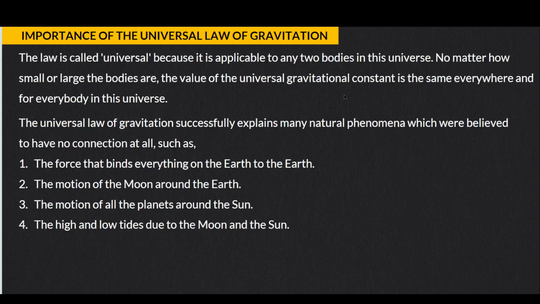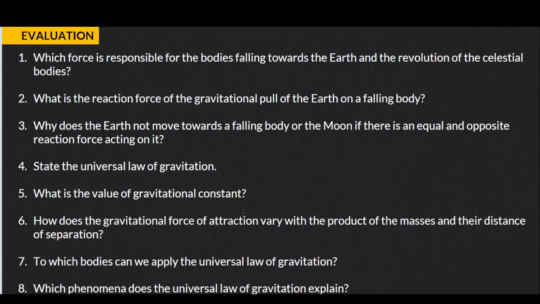Now, the importance of the universal law of gravitation is why it is called universal, because it is applicable to any two bodies in this universe, no matter how small or how large the bodies are. It is applicable everywhere in the universe. So basically, it explains many natural phenomena. For example, the force that binds everything on Earth, the motion of the moon around the Earth, all the planets moving around the sun. All these are explained by the universal law of gravitation. The high and low tides due to the moon and sun. So that's why it is very, very important.